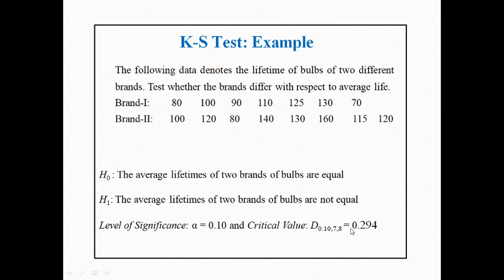For n1 equal to 7 and n2 equal to 8, the critical value is 0.53. Okay, please be careful, it is the 0.53 value.